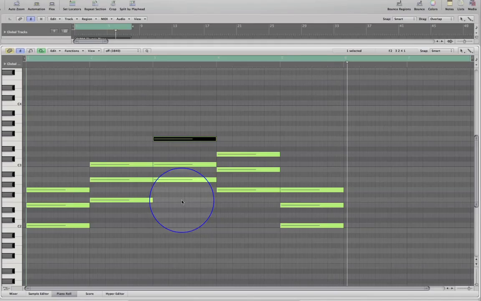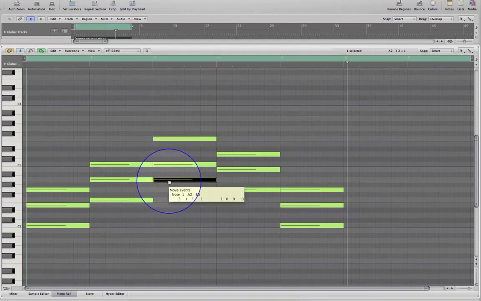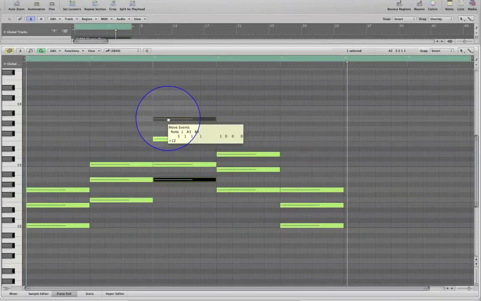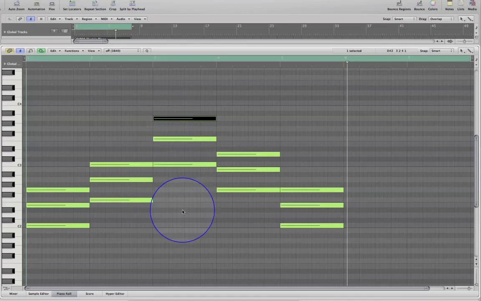Now we can go further than this. Let's introduce a second inversion. All we do for a second inversion is take this note here, and probably no surprise, we take that an octave higher, and that's a second inversion. So let's listen to this now.